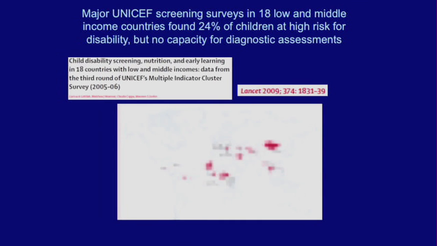We did a study with UNICEF where they incorporated the 10-question screening tool into their MICS program, where they do surveys of child health, all in low and middle income countries around the world. The areas shown in red on this map are where they did these studies, and they did include many of the countries where there hadn't been any epidemiologic information. What they found was that the median percentage of children screening positive for disability was 24% in these countries, which is really high. But they didn't have the resources to do any diagnostic assessment, so these are just screening results.